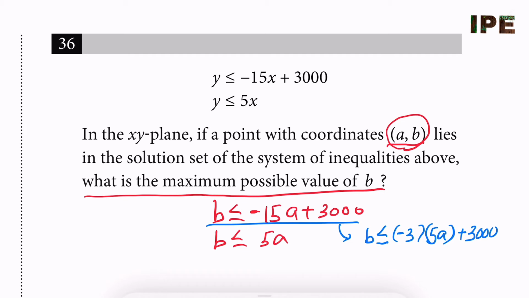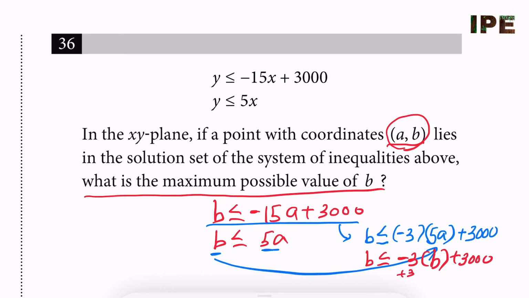And then what is b? b is less than or equal to 5a. So what about just substituting b for 5a? Okay, so b is less than or equal to negative 3b plus 3000. And then solve for b: add 3b to both sides. 4b is less than or equal to 3000. So b is less than or equal to 3000 divided by 4.